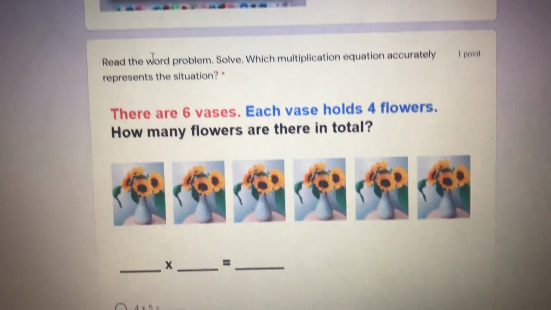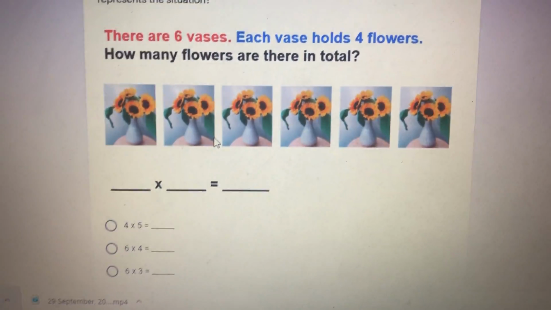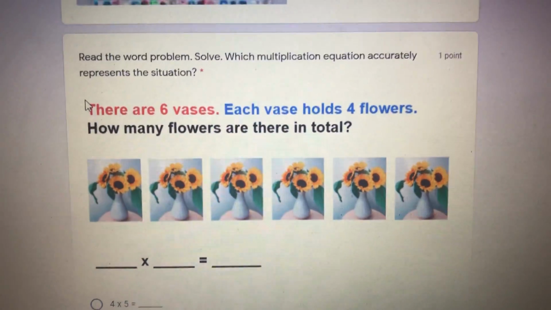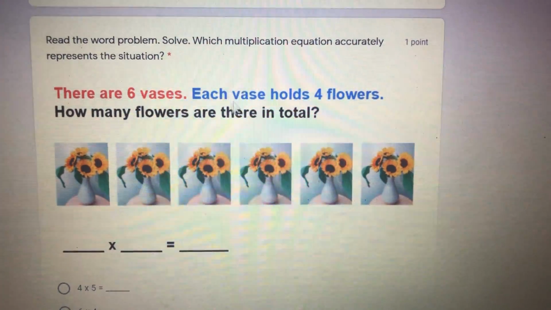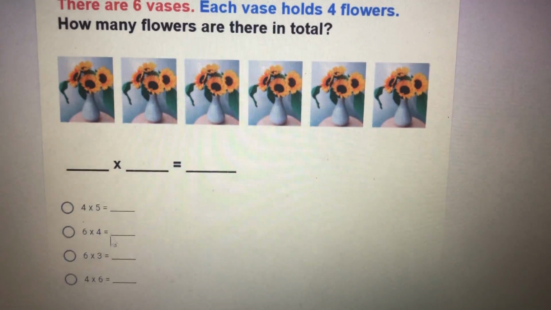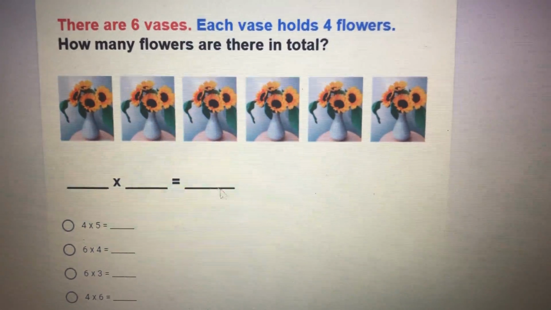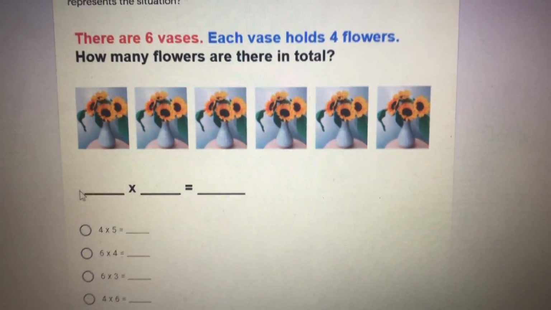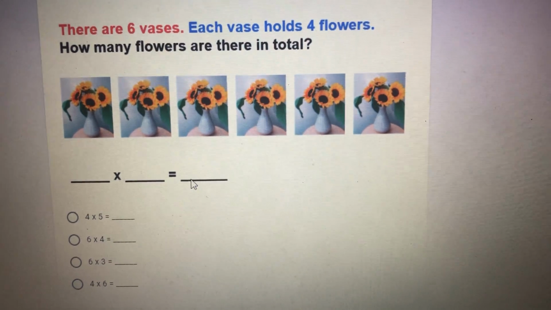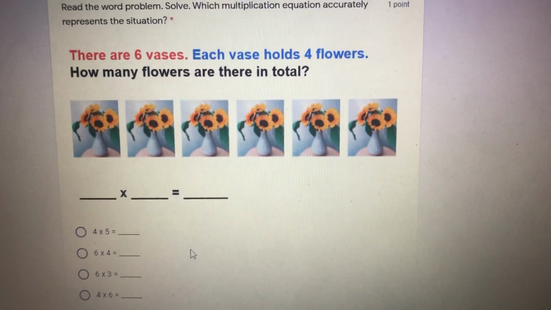My question asked me which multiplication equation out of my choices accurately represents this situation, meaning this word problem and this picture are going to perfectly match one of these number sentences. And we know that this means blank groups of blank equals the total. So I'm thinking how many groups times how many in each gives me what total? Which one of these tells me my groups times my amount in each?